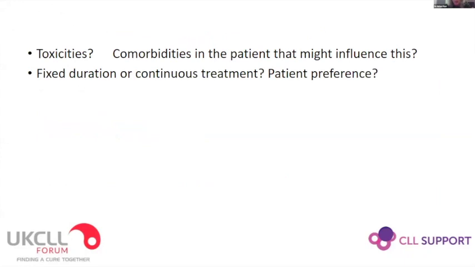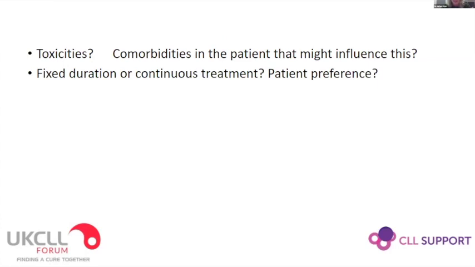When we're talking to our patient and thinking about what the right treatment option is, we're going to be thinking about toxicities. Are there comorbidities in the patient that might influence this? Somebody asked the question about a patient who's had a recent MI, and are we going to want to give them a BTK inhibitor, or are we going to avoid that because they're on antiplatelet therapy and they've just had a stent and so on.